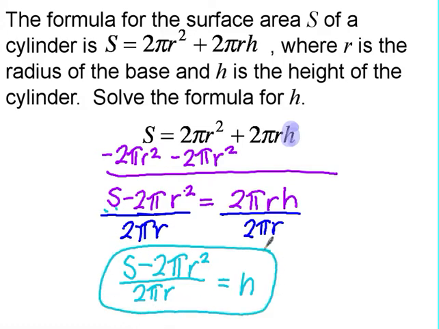What about the 2 pi r squared on the bottom? Nope. You can't cancel because you've got a subtraction sign here.